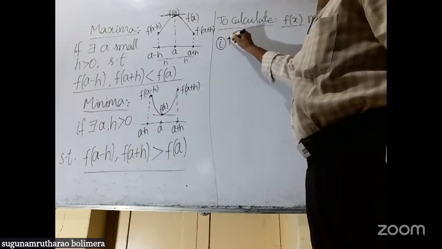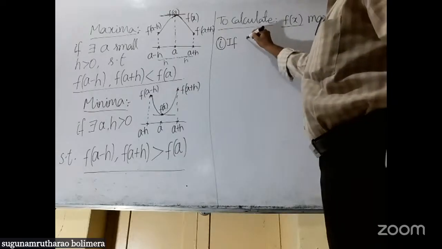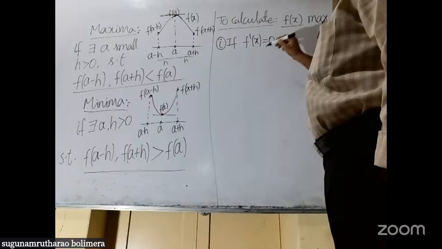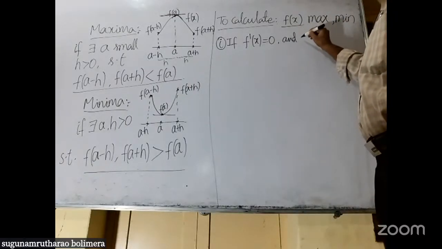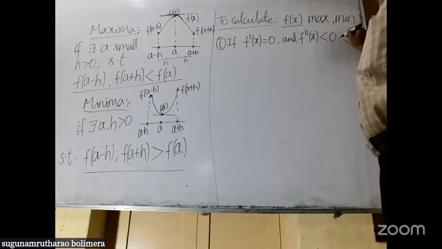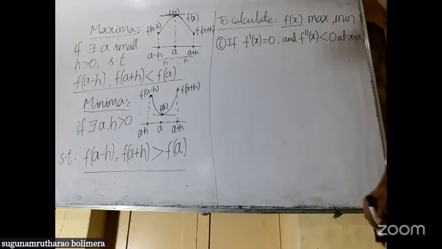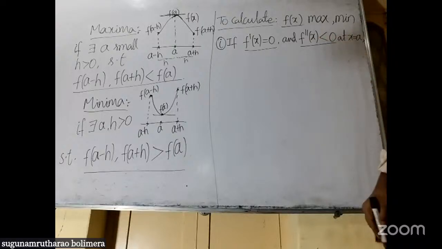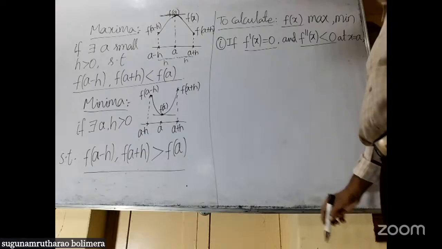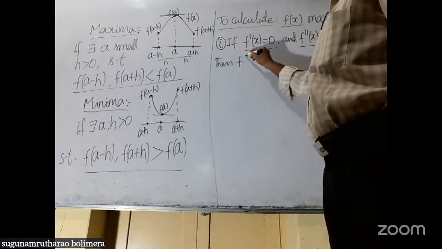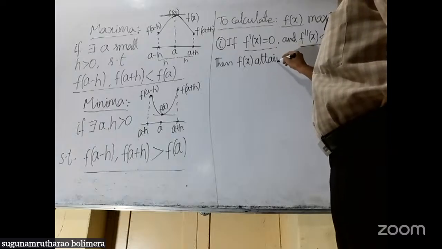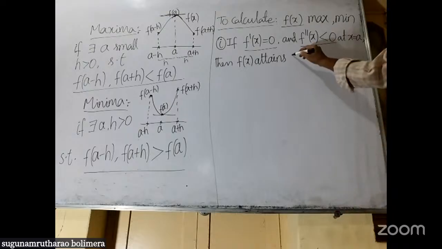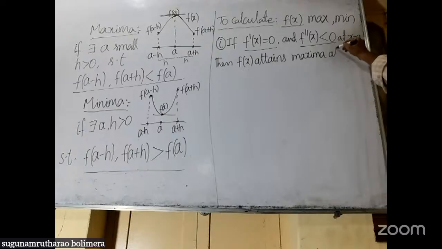Okay, write down the first one. If f dash of x equals 0 and f double dash of x is less than 0 at x equals a, then f of x attains maxima at x equals a.